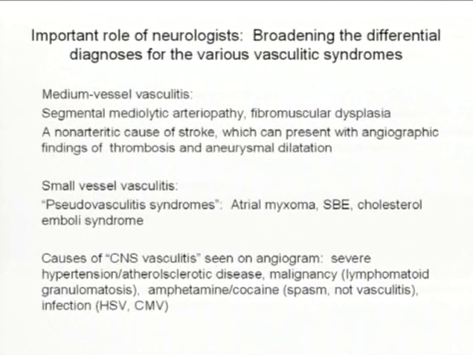In terms of the small vessel vasculitides, there are a lot of pseudovasculitic syndromes which are a lot more familiar to neurologists because we routinely look for them in patients who come in with strokes. And these include atrial myxomas, subacute bacterial endocarditis, and cholesterol emboli syndrome.